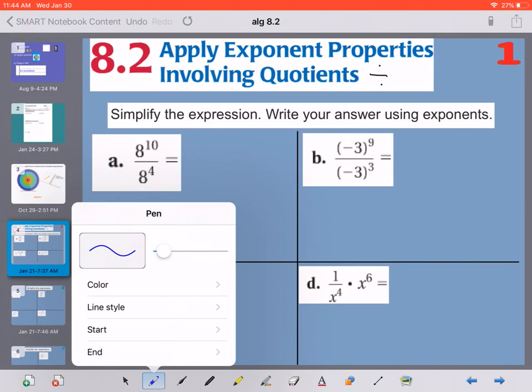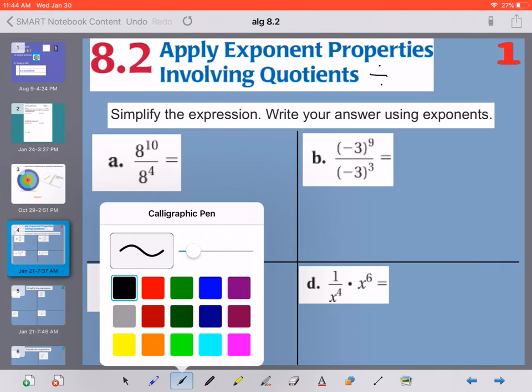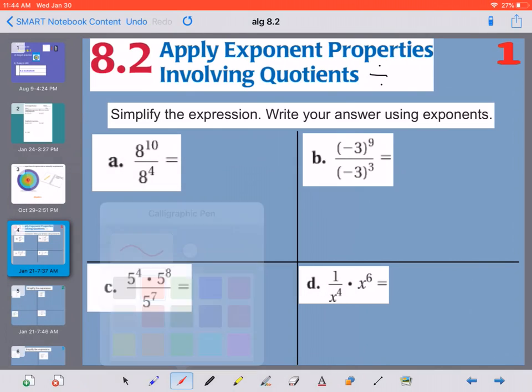Make this one blue, and I'll make this one red. Alright, so we are simplifying. Now remember, simplifying, not solving. So we're simplifying 8 to the 10th over 8 to the 4th. So what that's saying is that the top of my equation here has 10 eights.